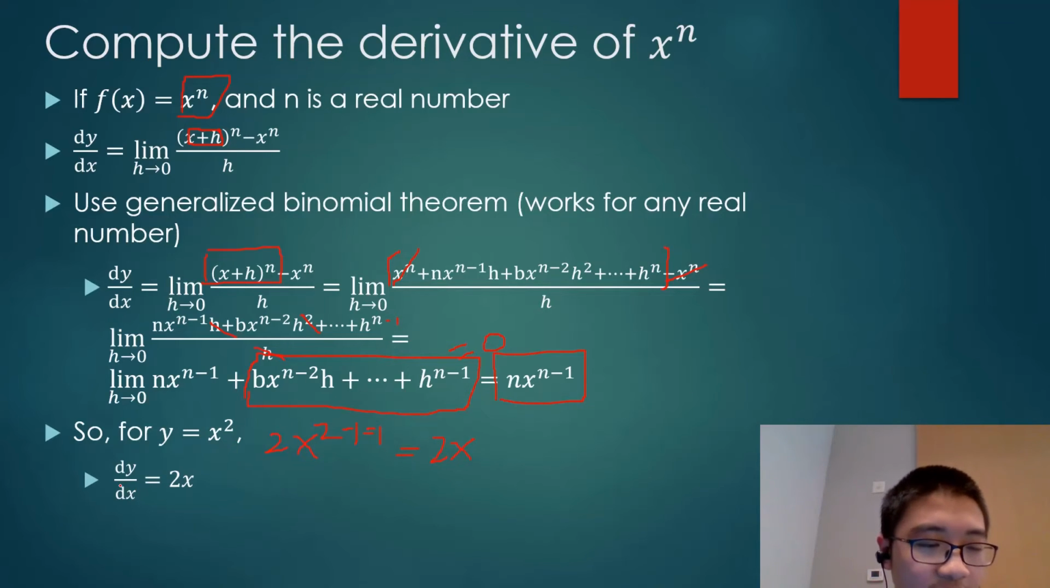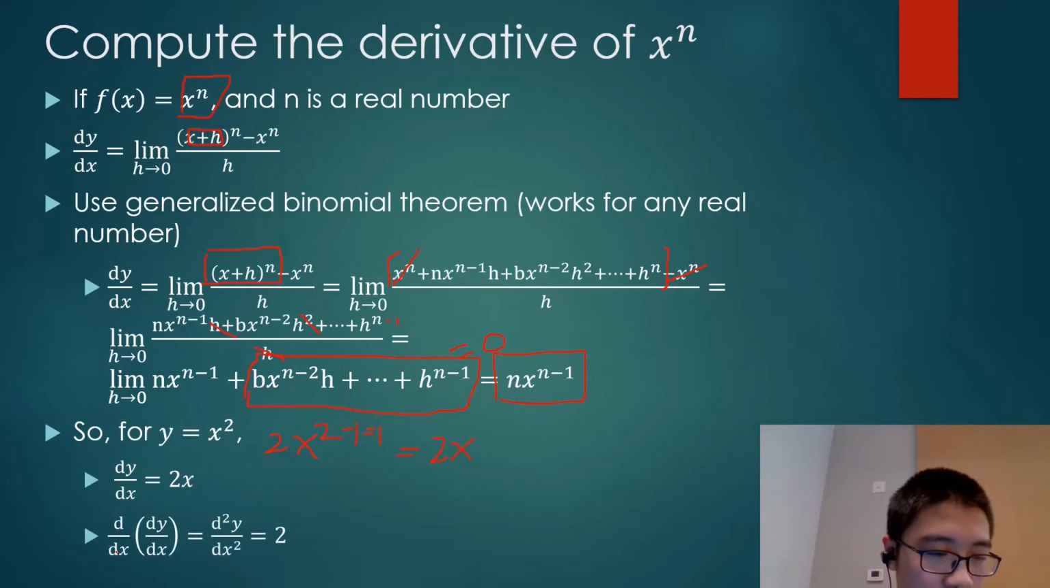If we take the derivative of this function, the derivative of y, which is the second derivative, d dx of dy over dx, which is also d squared y over dx squared, is equal to 2, because remember, this is a linear function. The rate of change of a linear function doesn't change, so it is equal to the slope of this linear function, which is equal to 2.